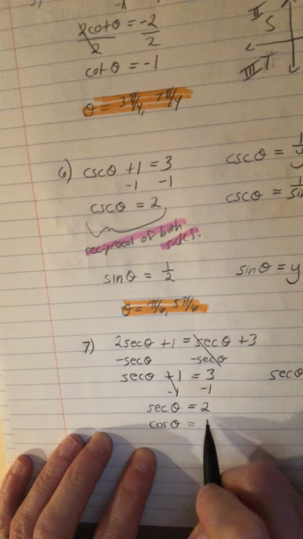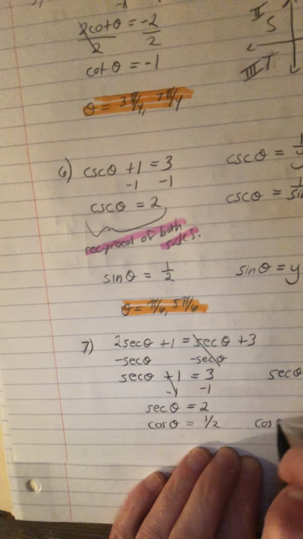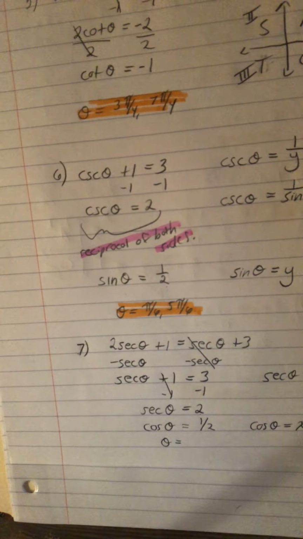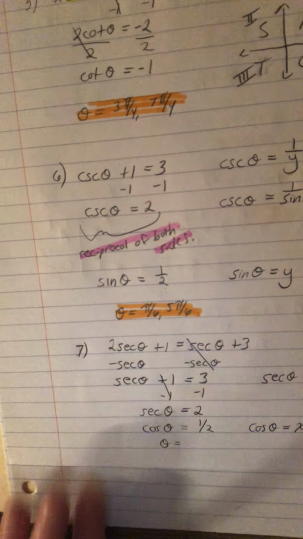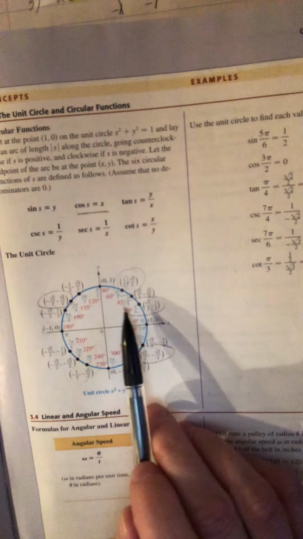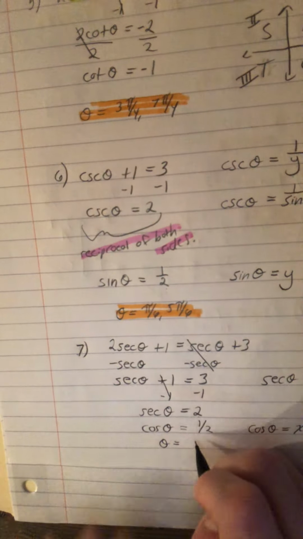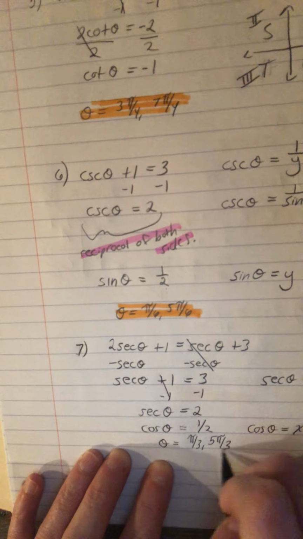The reciprocal of 2 is 1/2. This is easier to work with because we know cosine theta equals x. So now I'm saying, when is cosine 1/2? Well, we know cosine is positive in quadrants 1 and 4. So now let's take a look at my unit circle. Cosine is our x. When is x 1/2? It's 1/2 at pi over 3, and it's 1/2 at 5 pi over 3. So theta is pi over 3 and 5 pi over 3.